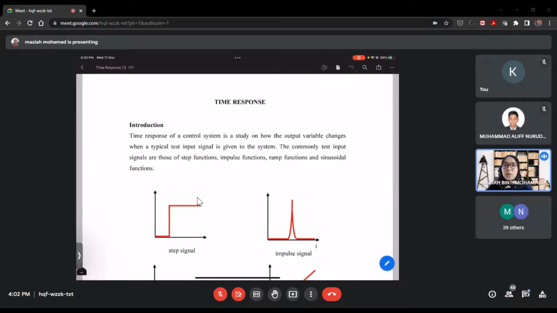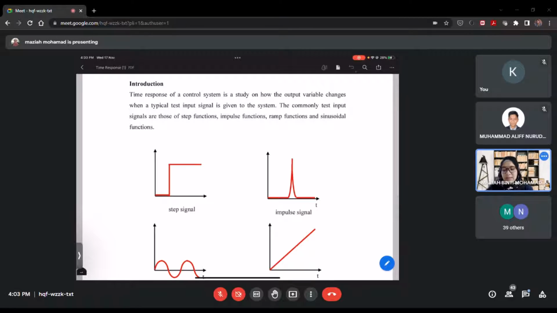All right. So what is time response? We need to know what is time response. Time response is the study where we study the performance of the system. In order to study the performance of the system, we need to know how the output variable performs when we apply an input into the system. So in a time response study, normally we apply a common input such as given here.